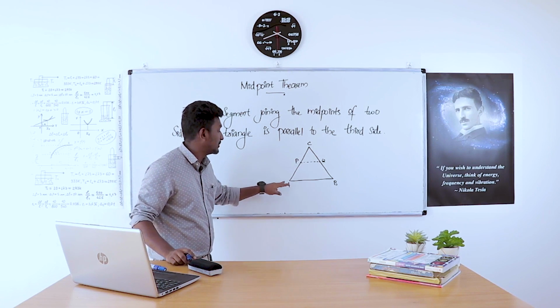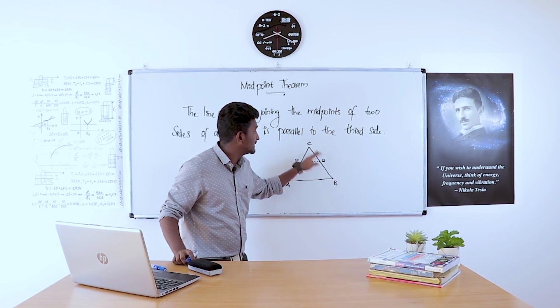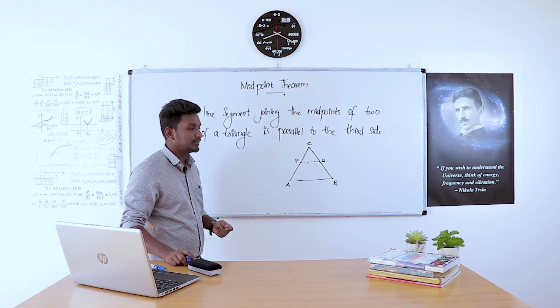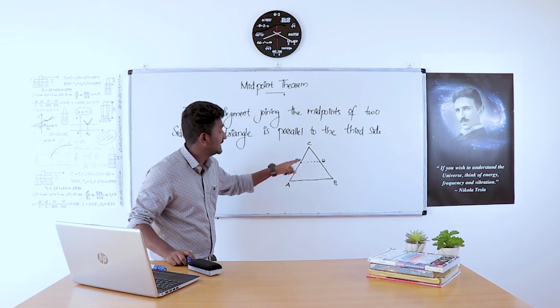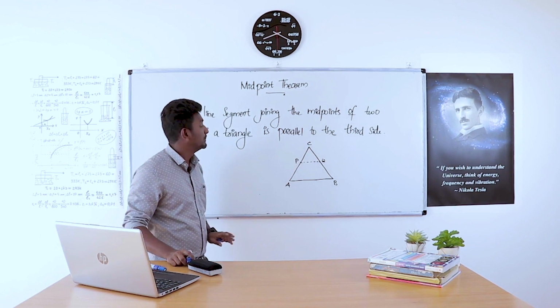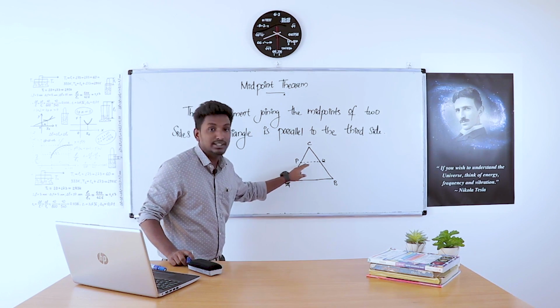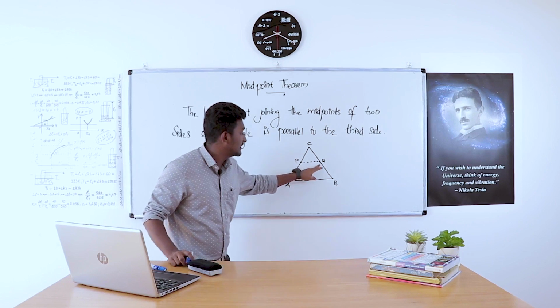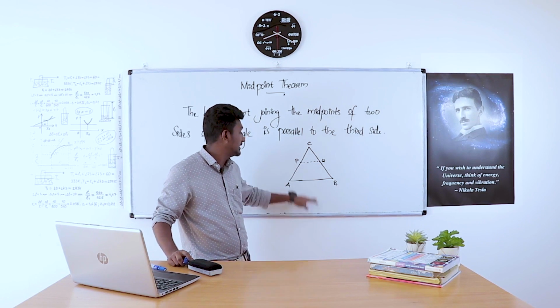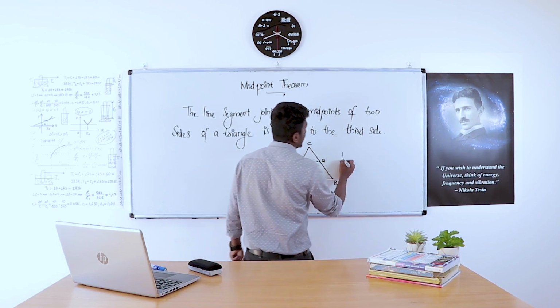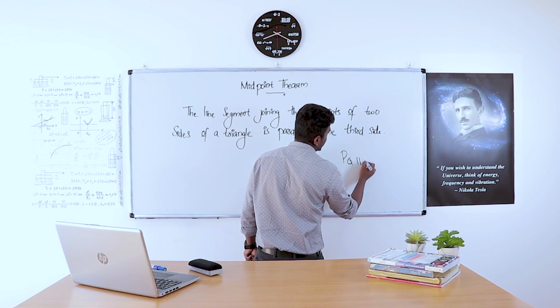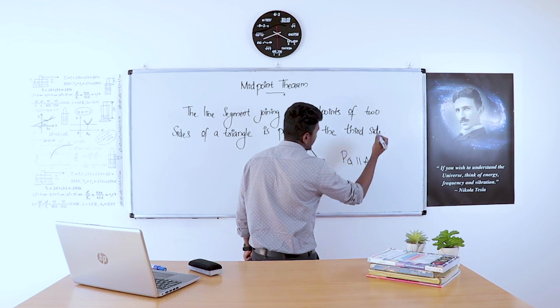So P is the midpoint of AC and Q is the midpoint of BC. When P and Q are joined, we get a line segment PQ, then this PQ is parallel to AB.